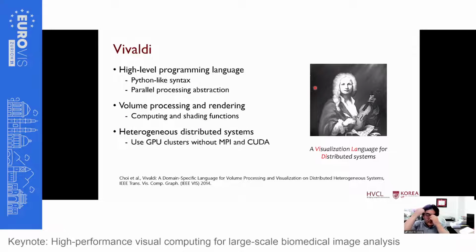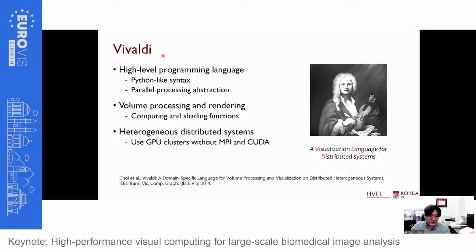The first system that I'm going to introduce is named Vivaldi. When we first developed this system, we tried to make a very nice name, but it was very difficult. So right before submitting the paper, we came up with this name. Vivaldi is actually short for visualization language for distributed systems, not the musician, okay? Not the composer. Vivaldi was developed to provide a domain-specific language and system for GPU clusters.